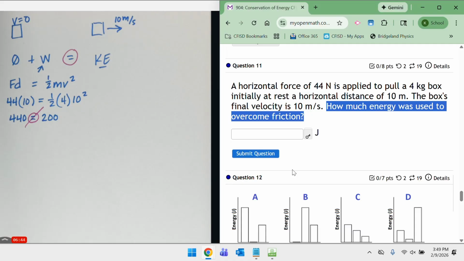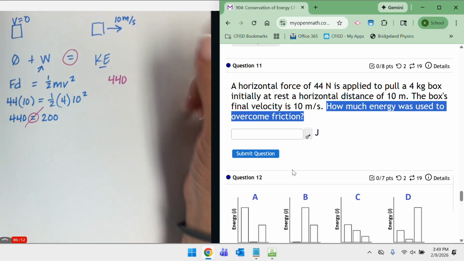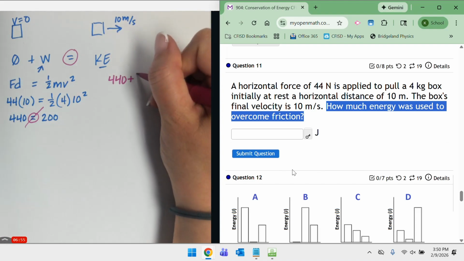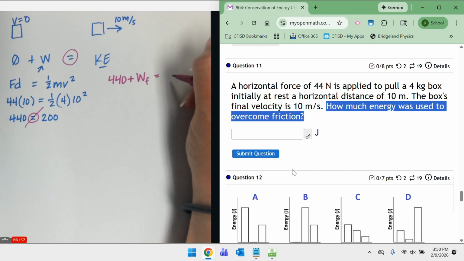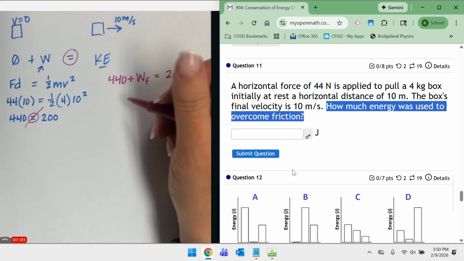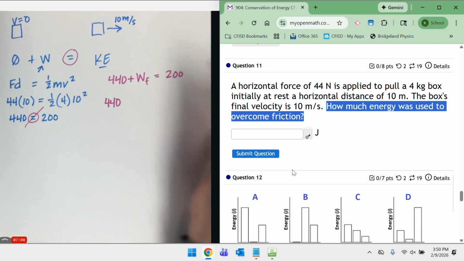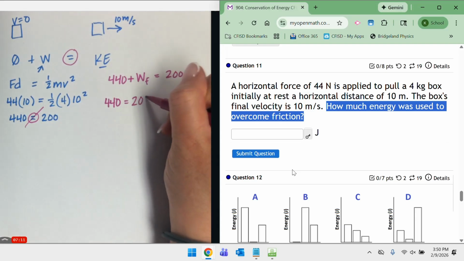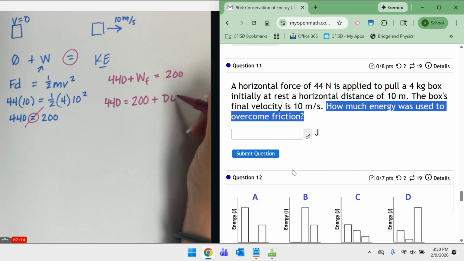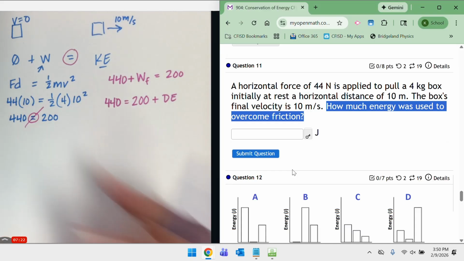But we could also have written it out into our equation. We could have had our 440, or if you go back here, our work, plus the work done by friction equals our KE, 200. And we could solve for work done by friction. Or we could have written the equation like this: our 440 joules of work equals our 200 joules of kinetic energy plus whatever energy got dissipated. Those were the two different ways that we did this in class. And if you write it one of these two ways, you're going to end up doing the same thing that we just said. We're going to end up subtracting.